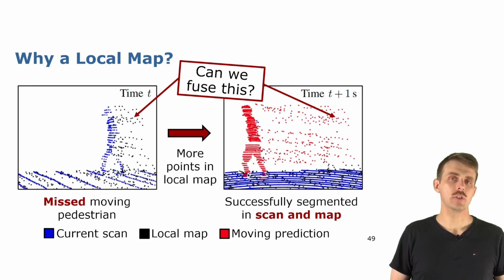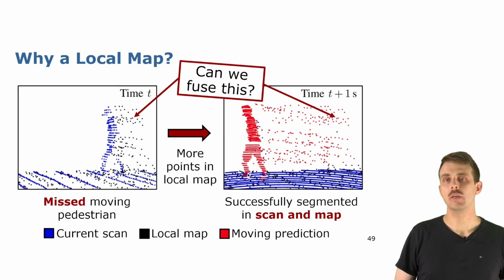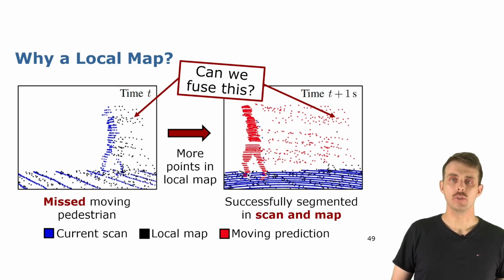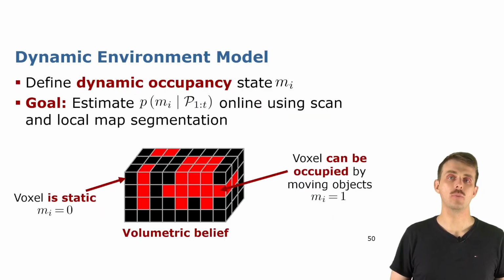The remaining question now is, if we do this online, so we get all these predictions at each timestamp, how can we fuse these different predictions which are even contradicting? For this we developed a dynamic environment model. We again voxelize our space, maybe at a different resolution, that depends on how fine-grained you want to have this model. And each voxel now has a dynamic occupancy state, MI.